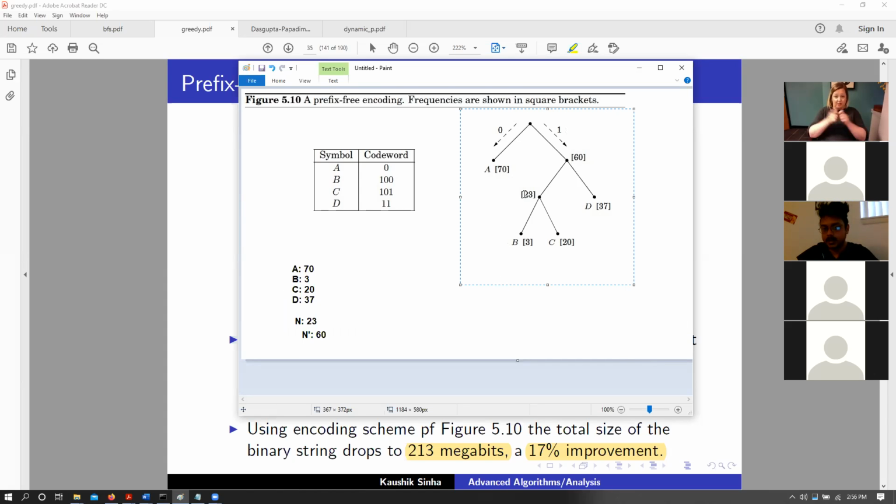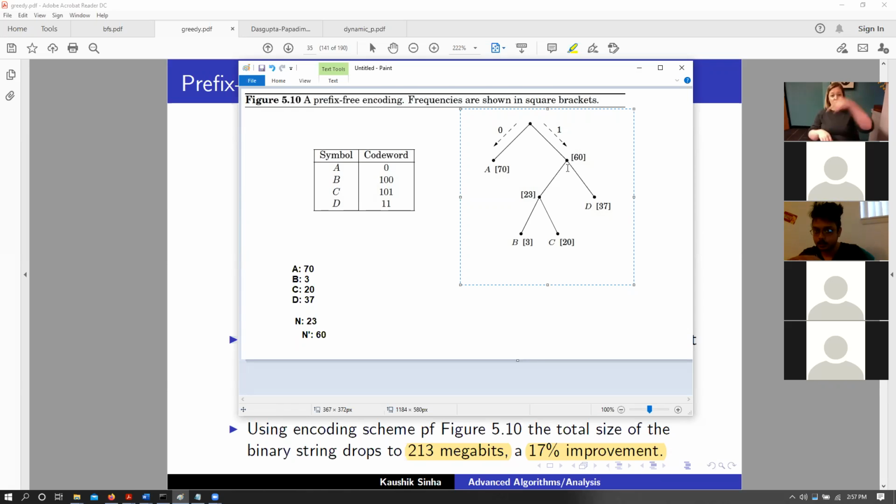So B and C get combined to get 23. This 23 and D get combined to get 60. Then this 60 and A get combined to get the final frequency. Why did we add A to the left rather than the right as we did when we found D? It doesn't really matter. Either way works. It's just how the algorithm looks. But essentially, if we wanted to add A to the right, then that is fine as well.